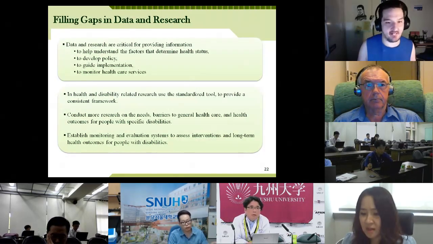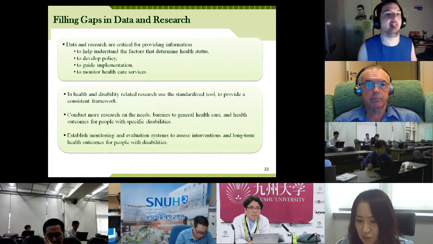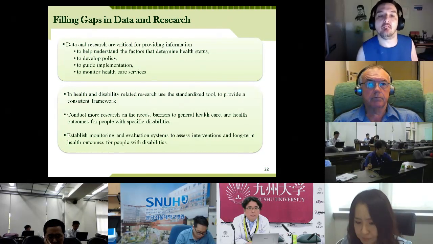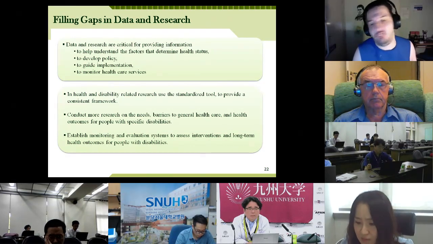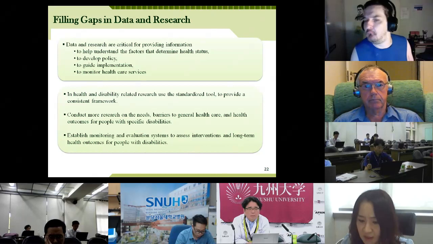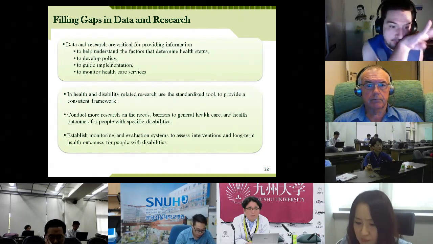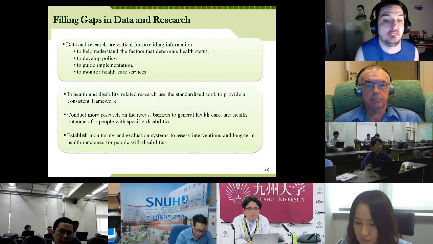And the last one is about data and research. Evidence leads to better decisions and better health outcomes. Data and research are critical for providing information to help understand the factors that determine health status and develop policy to guide the implementation and monitor healthcare services for people with disabilities. A lack of data and research evidence can create a significant barrier for policymakers and decision makers.